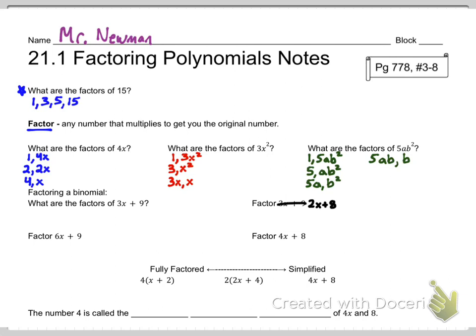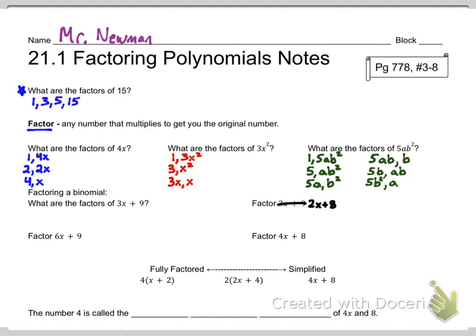But there are also a few others that, if you were careless, you might miss. For example, 5b is a factor we haven't listed yet. And what do you multiply 5b with to get 5ab squared? Well, ab, because 5 times b times a times b is 5ab squared. Also, 5b squared is a factor, and to get 5ab squared, you multiply that by a.